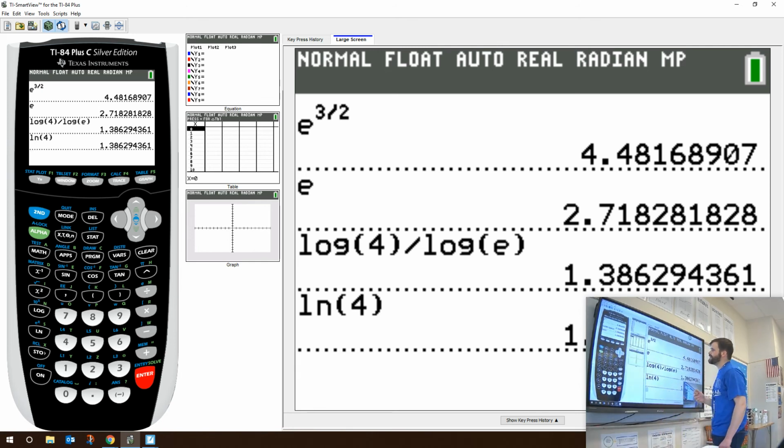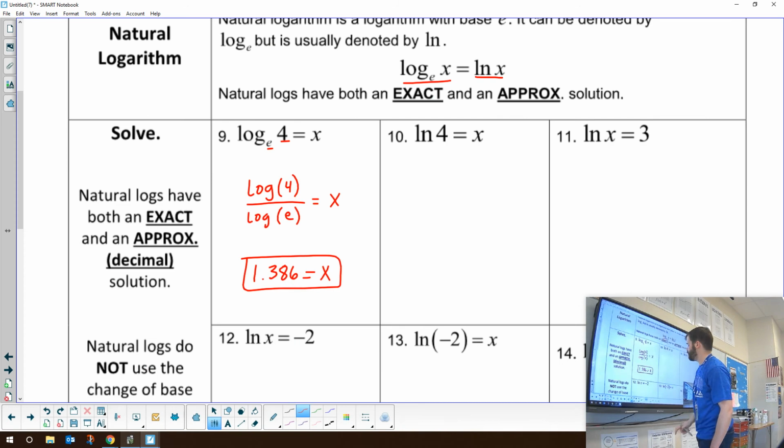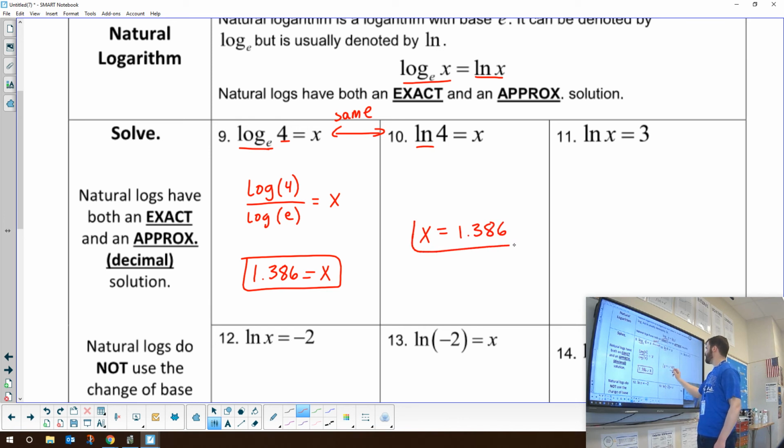And the reason is because we come back here and look at this, these two equations are the same. A log base e is the exact same thing as saying natural log. It's used so much in mathematics that we had to shorten it. We just said natural log or log natural of 4, and we get the same answer. Here I have x equals 1.386 again.